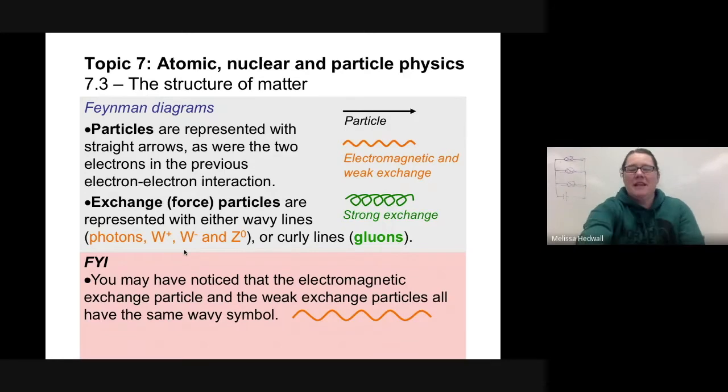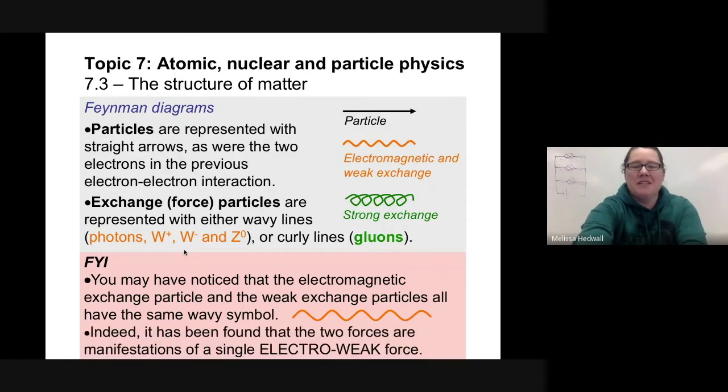So the electromagnetic exchange particle and the weak exchange particles have the same wavy symbol.